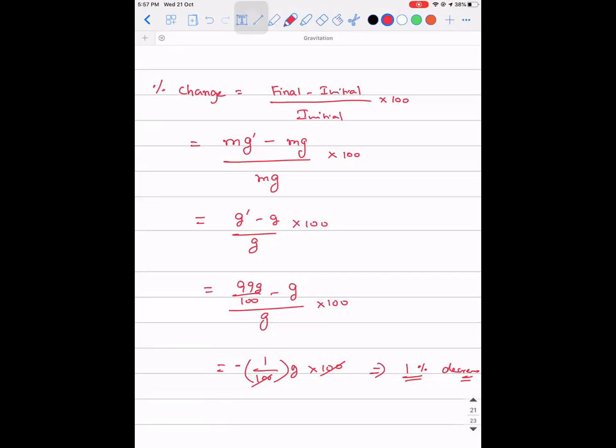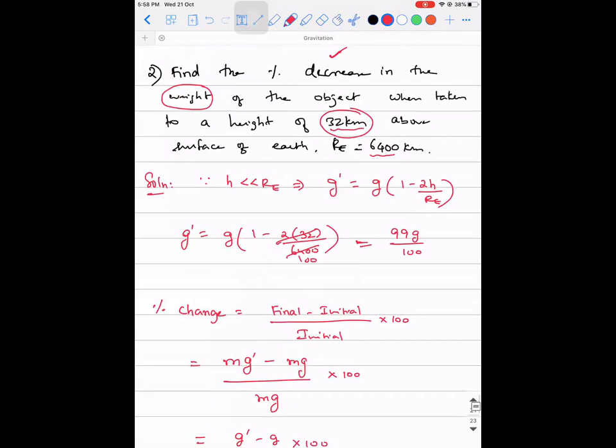Clear? Sir, here we don't have to consider mass, no, sir? See, actually, mass is not given in the question, but if you look at the question, they have asked for weight. Weight means the gravitational acceleration has to be multiplied with mass. That is why I took it. But I knew that mass will get cancelled, and that is the reason they didn't give it in the question also. Okay.